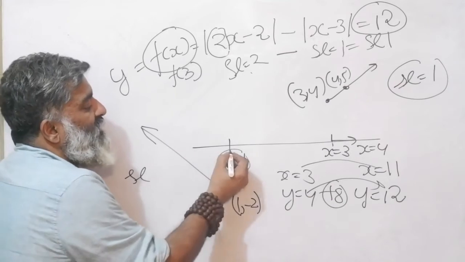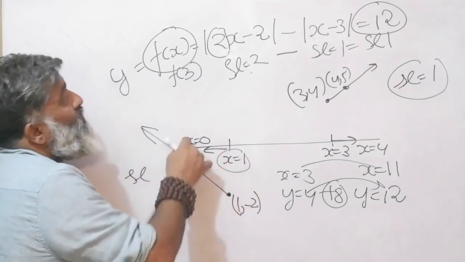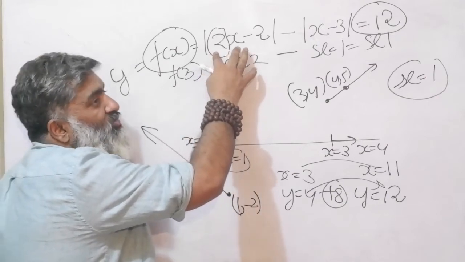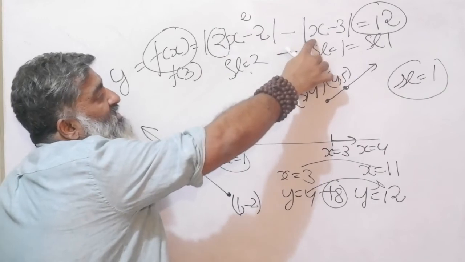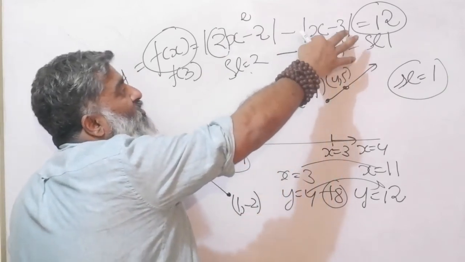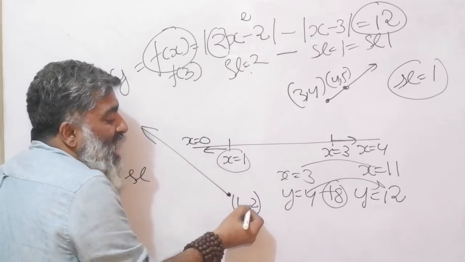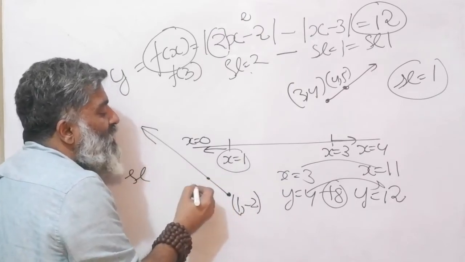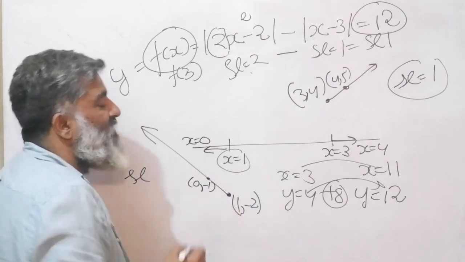Again, check for yourself. If I go from x is equal to 1 to x is equal to 0, put 0 here. 2 zeros are 0. 0 minus 2 will give you a minus 2, mod of that will be a 2. Put a 0 here. 0 minus 3, minus 3, mod of that 3. 2 minus 3, I will get a minus 1. So I was at a minus 2 and now I'm going to (0, minus 1). So it is changing by 1.